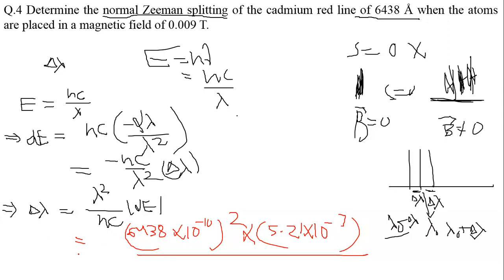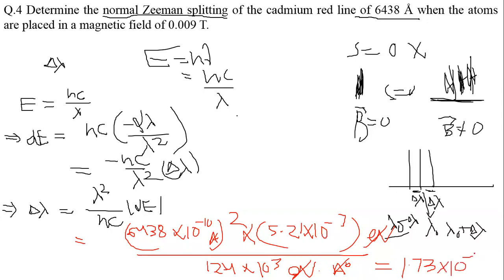divided by hc. So hc, in terms of electron volt and Angstrom, we know the value of hc is 1240, so it will be 12.4 into 10 to the power 3 electron volt into Angstrom. So one Angstrom and here another Angstrom will get cancelled out. So there will be only one remaining Angstrom, because electron volt gets cancelled out. So it will be 1.73 into 10 to the power minus 3 Angstrom.